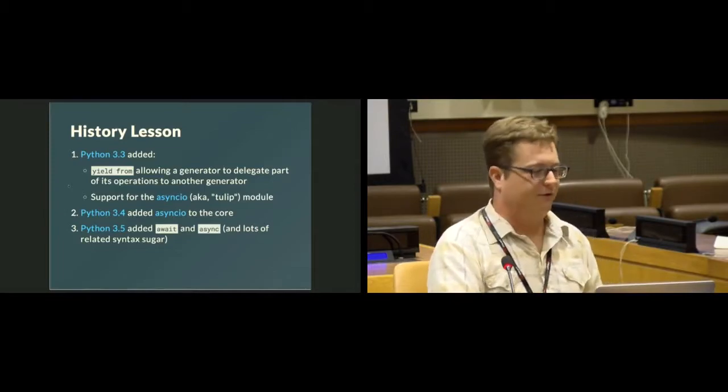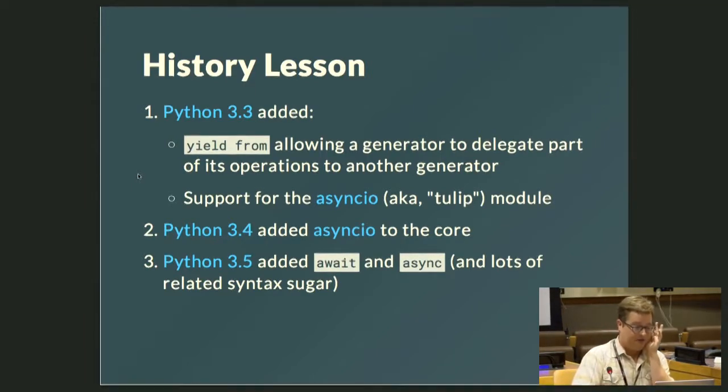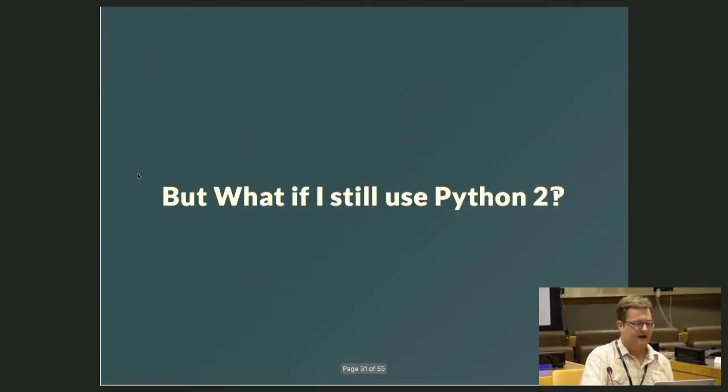So a little history. Python 3.3 added the yield from, which allowed a generator to delegate part of its operations to another generator. So it allowed you, within one generator, to basically say, delegate all the next generation to this other generator, with a better syntax with yield from, as opposed to having to actually loop through that and then yield out of another generator. This is just some syntactic sugar. It also added support for asyncio, which at the time and before that was known as Tulip. Then Python 3.4 added asyncio to the actual core, and then with 3.5 we got some more syntactic sugar with await and async, and I'll show you what those do in a second.